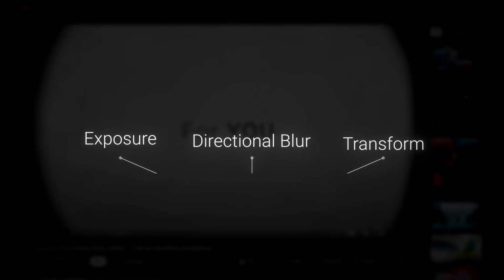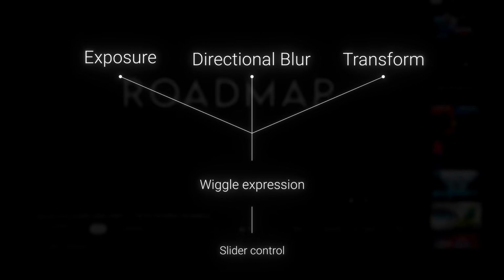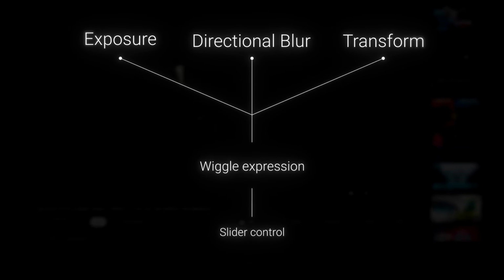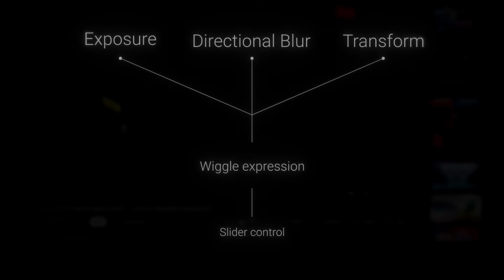I used the effects exposure, directional blur and transform for the position shake, paired with the wiggle expression being controlled by the slider. You will need to experiment with it to get it right. I mean, it's not a perfect preset, but it can get the job done. I'll drop the link to the preset if you want. And if you do have the plugin, then it's even easier. But before that, I'm going to show you how to do it with the preset.